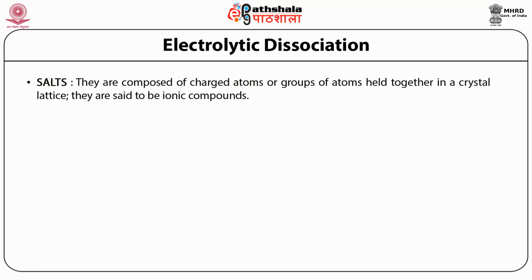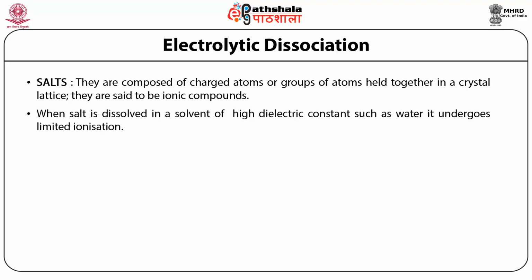Salts. The structure of numerous salts in the solid state has been investigated by means of X-rays and by other methods. They are composed of charged atoms or groups of atoms held together in a crystal lattice. They are said to be ionic compounds. When a salt is dissolved in a solvent of high dielectric constant, such as water, it undergoes limited ionization and the following equation exists: BA in equilibrium with B plus and A minus.